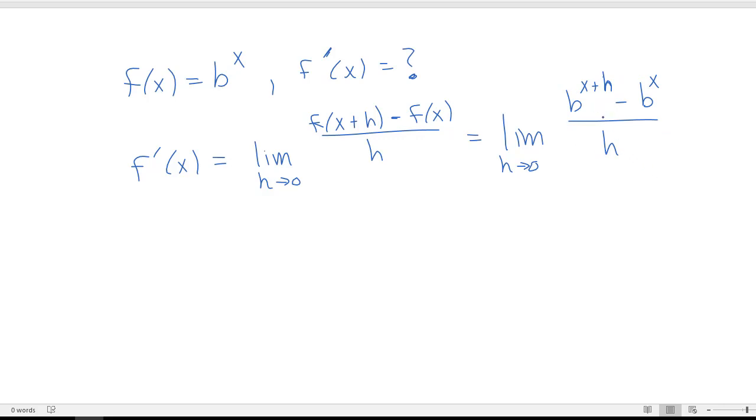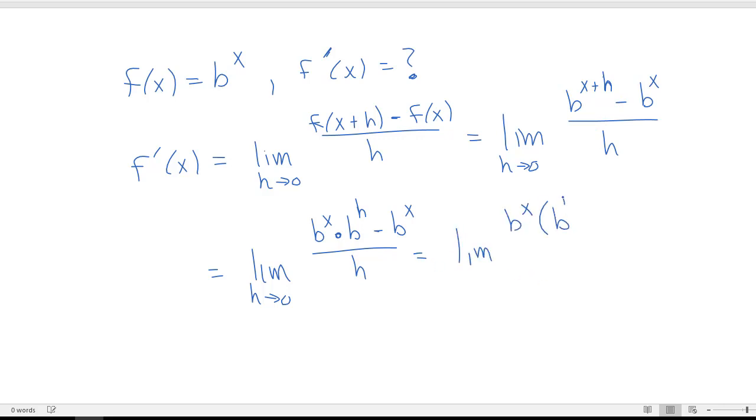What I can do to make this a little bit simpler is split up this exponential term, and write that as b to the x times b to the h. Remember, the reason that's legal is that when I multiply like bases, I add exponents. So when I multiply these like bases, I add these exponents, and I'm just going backwards, splitting that up. The reason I'm going to do this is I can now factor out the b to the x term, and I get b to the h minus 1 all over h, and the limit as h goes to 0.